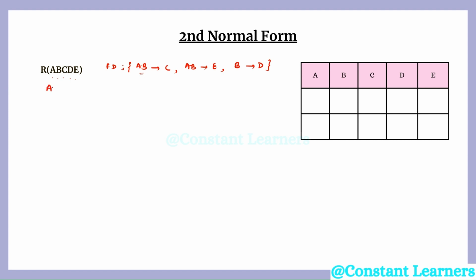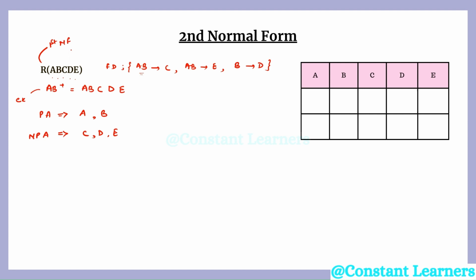So let's take the attribute closure of AB. AB can determine themselves, so we get AB. AB can also determine C, B alone can determine D, and AB together can determine E. So we have found that AB is the candidate key. In this case, the prime attributes will be A and B, and the non-prime attributes will be C, D and E.